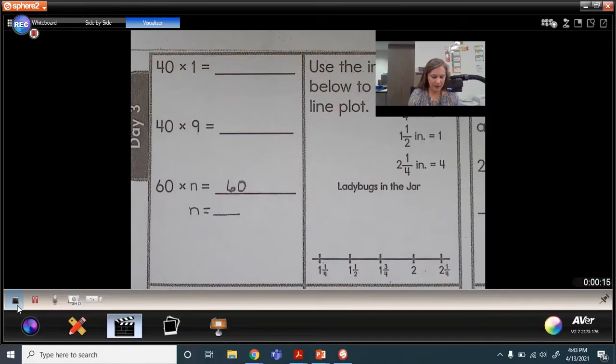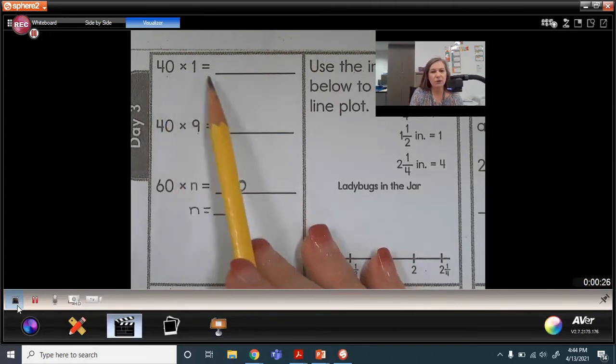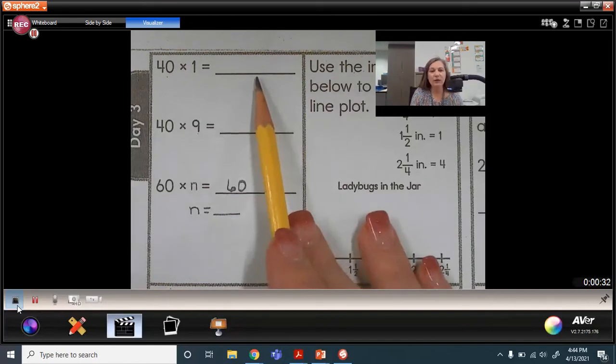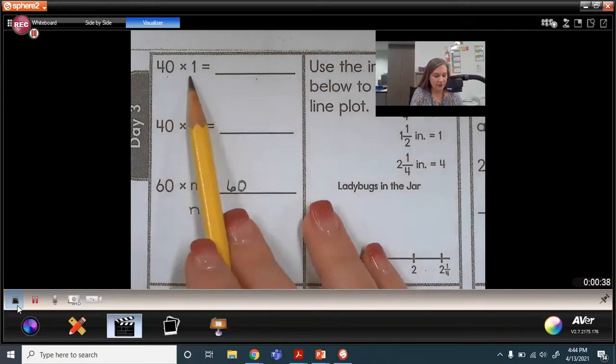Let's take a look at our week 28, day 3, and we're going to start off with some multiplication equations. Remember that the two numbers that you're multiplying are called factors, right? And what we're looking for is called the product. So factor, factor, product.